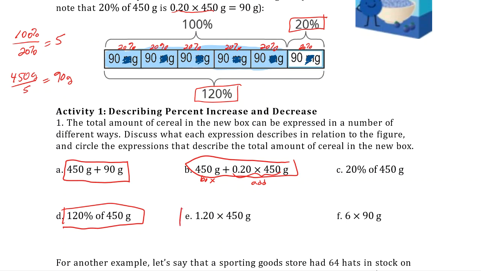How about E? Yeah, that's going to work too. I mean, these are basically the same thing, just with 120% represented as its decimal representation of 1.2. How about F? 6 times 90. Well, we got 5 times 90 gives you the whole, right? Because we talked about how 20% goes into 100% 5 times. So 6 times 90, that would work. That would give you the 120%.